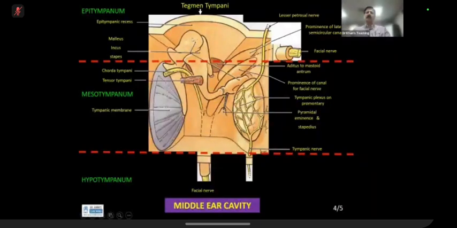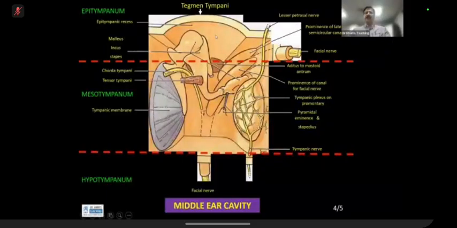Coming back to the ossicles, this is the handle of the malleus, but the head is sitting here. So the head is in the epitympanum, and the handle is in the mesotympanum. Here, it joins the body of the incus. There is a short process and a long process. The long process tips down once again into the mesotympanum, and here it makes a joint with the stapes, which is joined with the oval window.